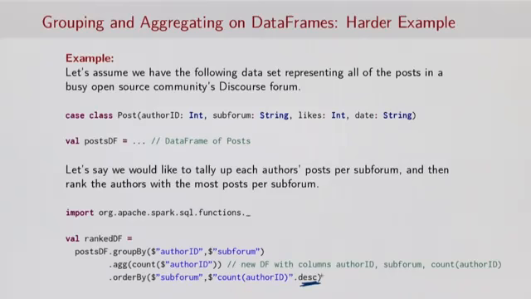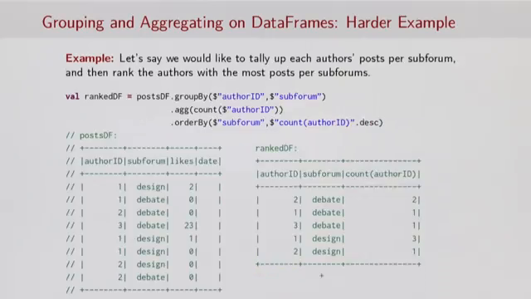So what does this look like on real data? This is maybe not the most beautiful data set that you're going to have a look at, but note that there are two subforums. They have actually similar looking names if you glance really quickly. One is called design, another is called debate. And let's just say I have three authors, author ID 1, 2, 3. Author ID 1 posts a lot in the design forum, for example. And this is what the result of the groupBy aggregate followed by the orderBy looks like here.